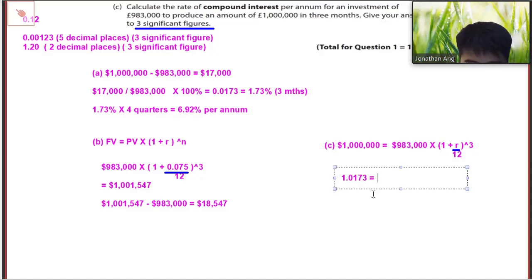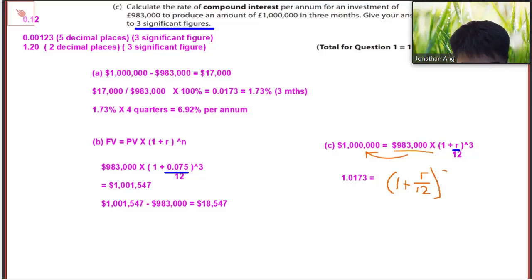So that equals 1 plus R, because the moment you move the 983,000 over here, you get this answer, 1.0173. Then you will have 1 plus R divided by 12 to the power of 3. So you have to eliminate this. You have to do a cube root, a root with the power of 3. So this one will cancel off with this one.